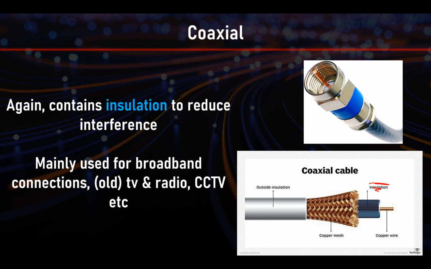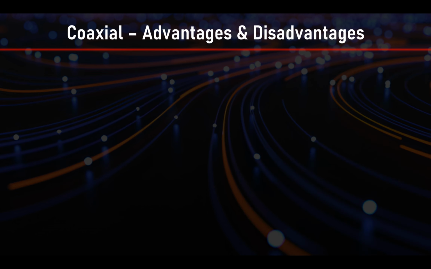Right, so it was mainly used for old broadband connections, so old internet connections. I guess also old TV, old radio. Apparently it's still used sometimes in CCTV, so cameras. And I guess that's because you have a faster connection. So again, let's not say faster, let's say a higher bandwidth connection compared with twisted pair.